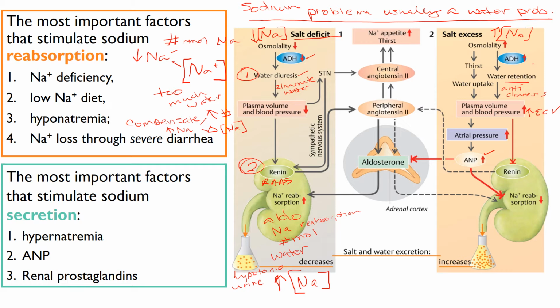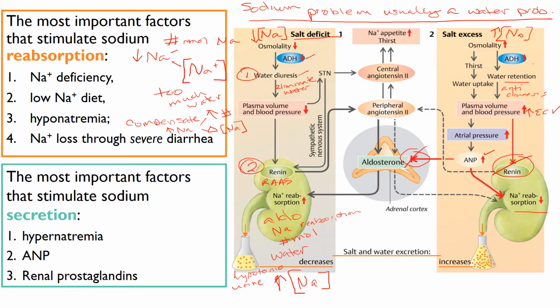ANP will then go on and stimulate the process by which sodium can get secreted, or in this case, a drop in reabsorption. That ANP can go on and inhibit aldosterone. That's what this arrowhead with the line next to it is. Similarly, the raise in blood volume and blood pressure will stop ongoing renin-angiotensin-aldosterone.